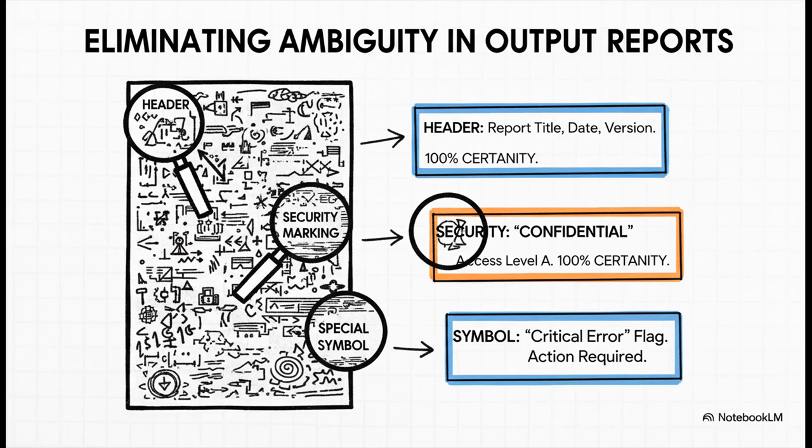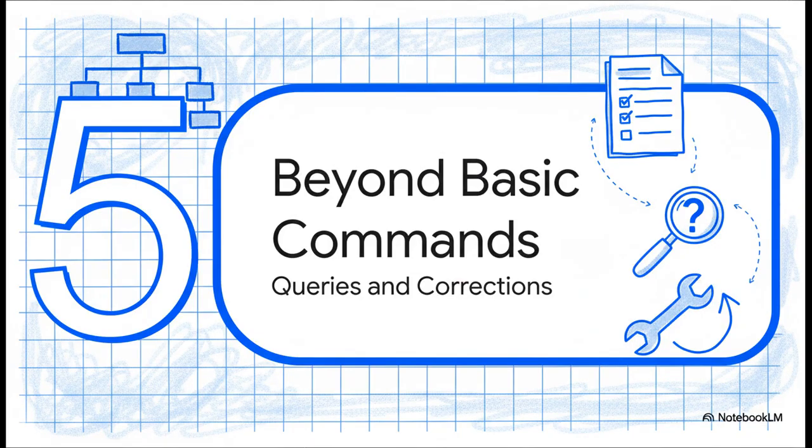And the level of detail is just staggering. The SIOM defines everything: headers, security markings, what special symbols mean. The whole point is to eliminate any and all ambiguity. When an operator gets a report, they need to know with 100% certainty what every single character on that page means. But the manual doesn't just cover simple data in, data out. It also gives operators the tools to ask really specific questions, and, maybe most importantly, how to handle things when they go wrong.